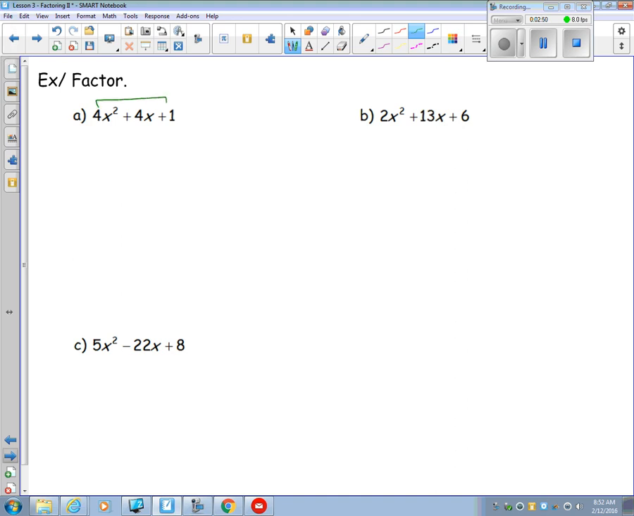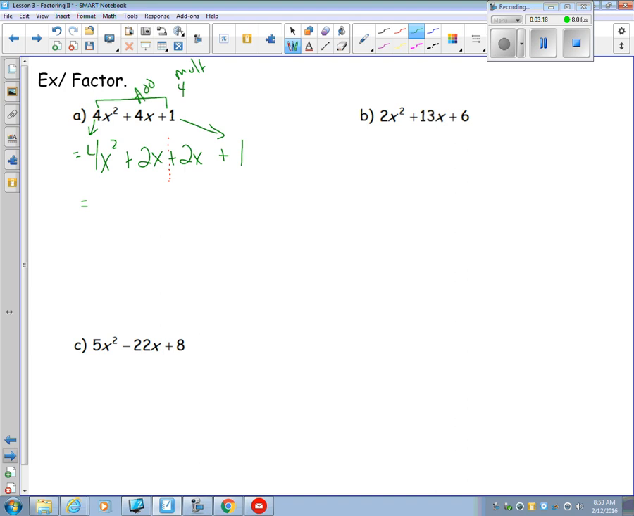Okay, step 1, multiply first and last. That's 4. Find numbers that add to 4 and also multiply to 4. Well, there's only one thing that does that, 2 and 2. So I'm going to replace the middle term with the 2 and the 2. Notice this stayed the same and this stayed the same, right? Those don't change. Okay, step 3. Sorry, step 4 actually. Split it in half.